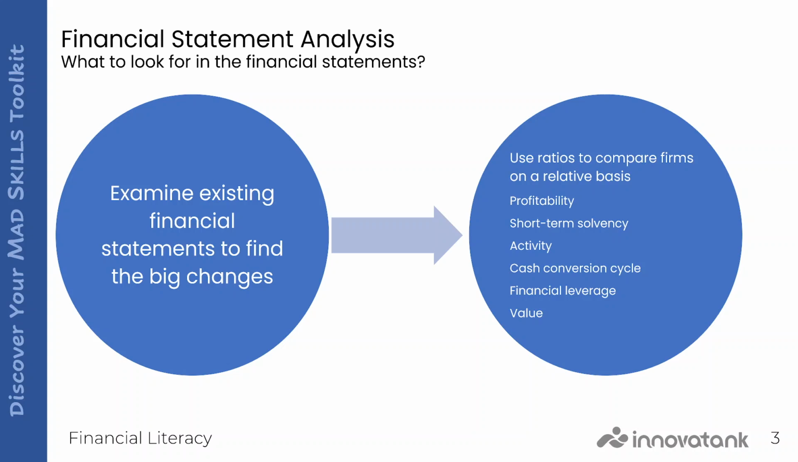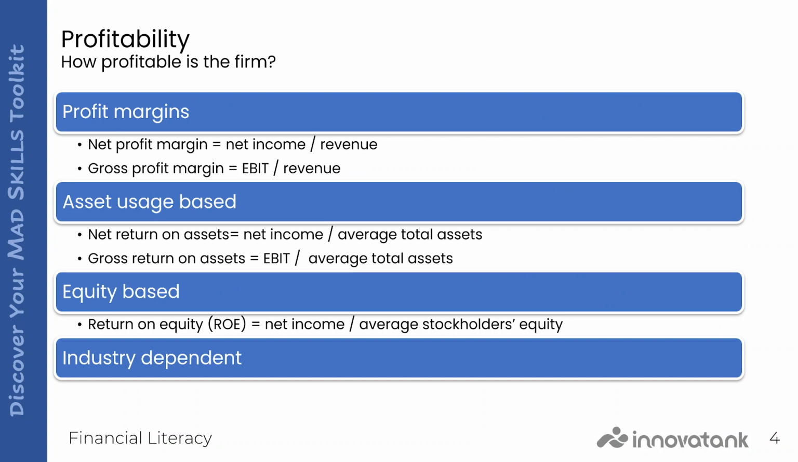using ratios to compare firms on a relative basis of things like profitability, short-term solvency, activity, the cash conversion cycle, financial leverage, value. And so when we do this in terms of profitability, we start to look at things like profit margins, asset usage based types of items like net return on assets, gross return on assets. We can do it equity based in terms of return on equity. And remember, this is industry dependent. These will change, and you generally will need some information about the industry to make some comparisons to see where this firm fits within the industry itself.